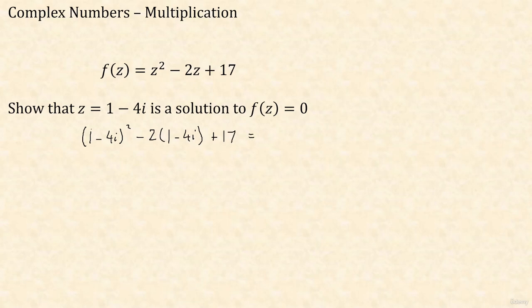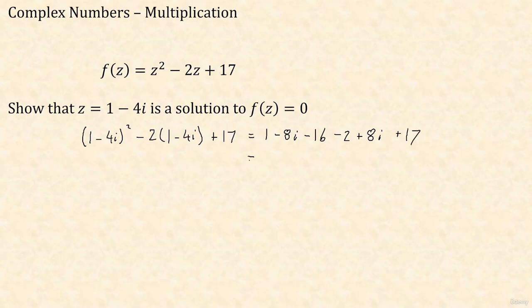So this first term, when I expand that, I get 1 times 1 is 1. I get 1 times negative 4i and another 1 times negative 4i, so that's minus 8i. And then I get negative 4i squared. Well, the negatives cancel. 4 times 4 is 16, i times i is minus 1, so that's minus 16. Expanding this out, I get minus 2 times 1 is minus 2. Minus 2 times minus 4i is positive 8i. And finally, plus 17 at the end.